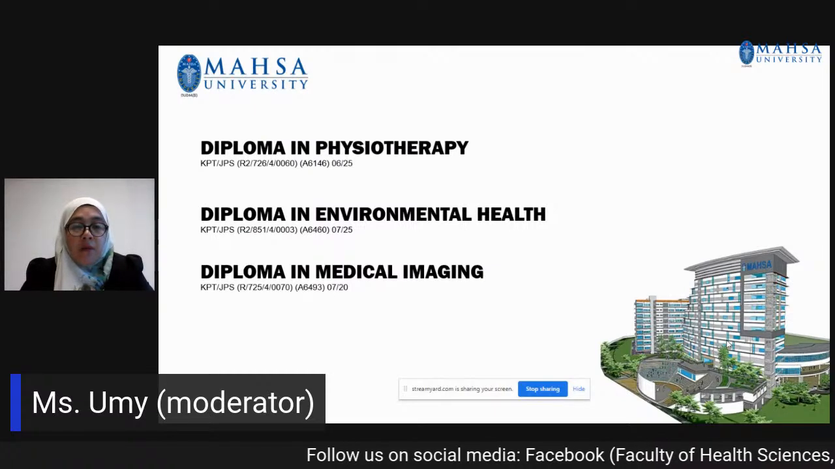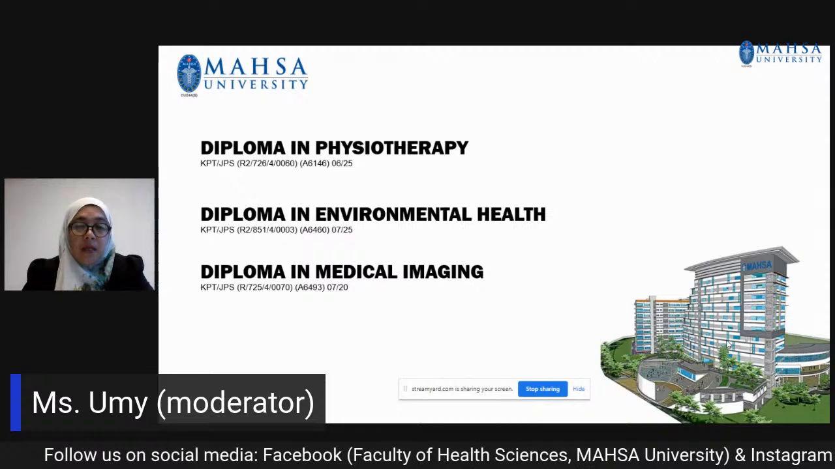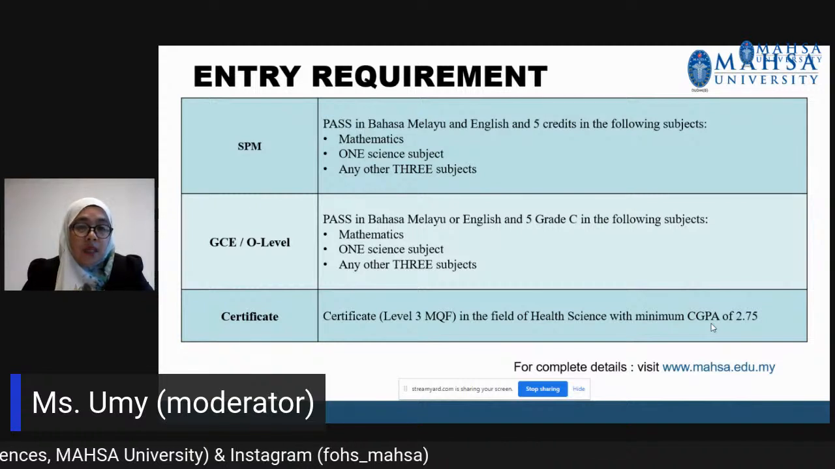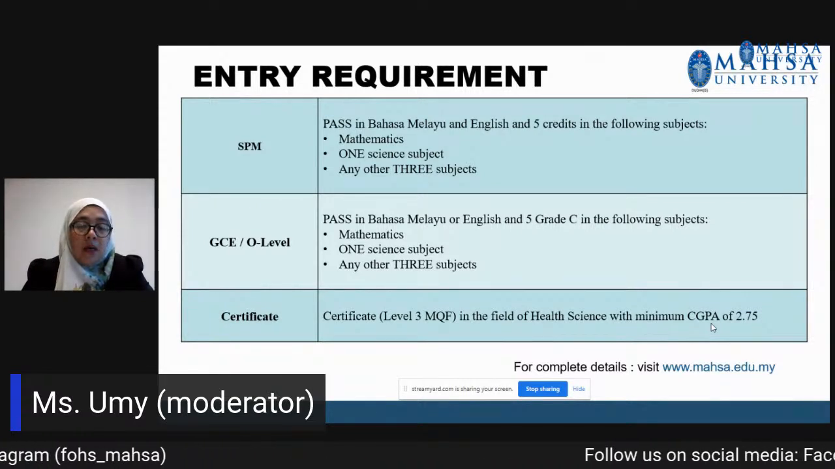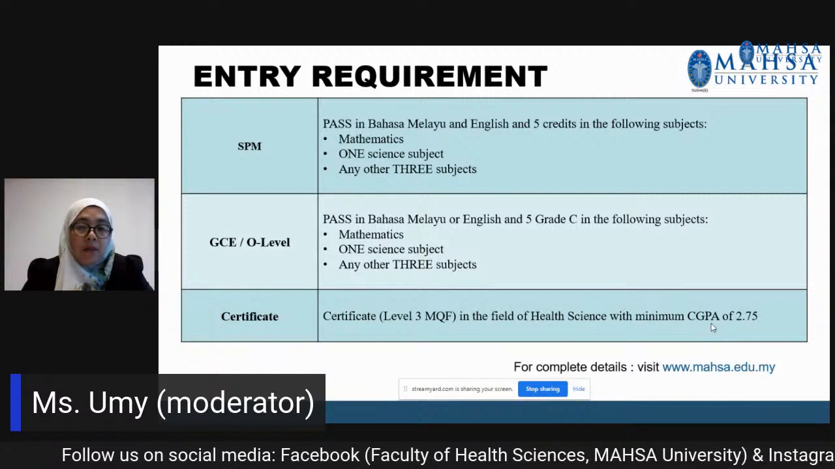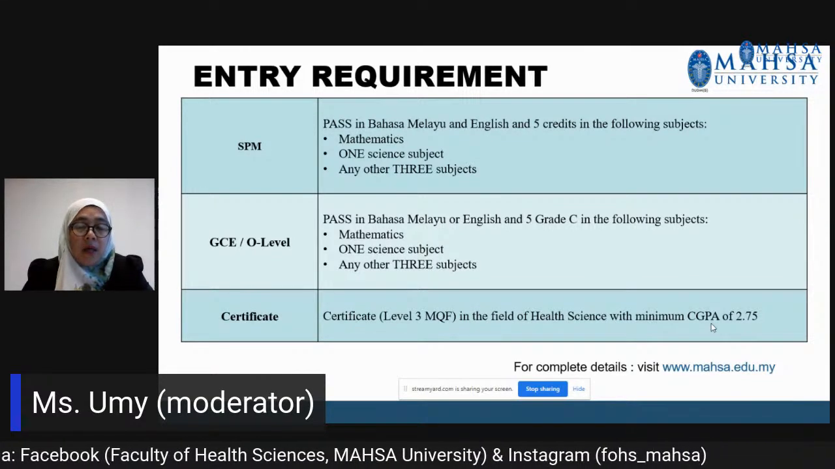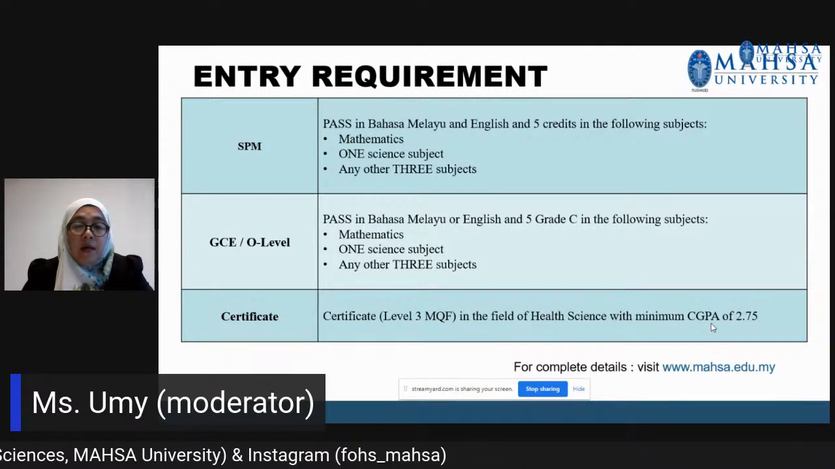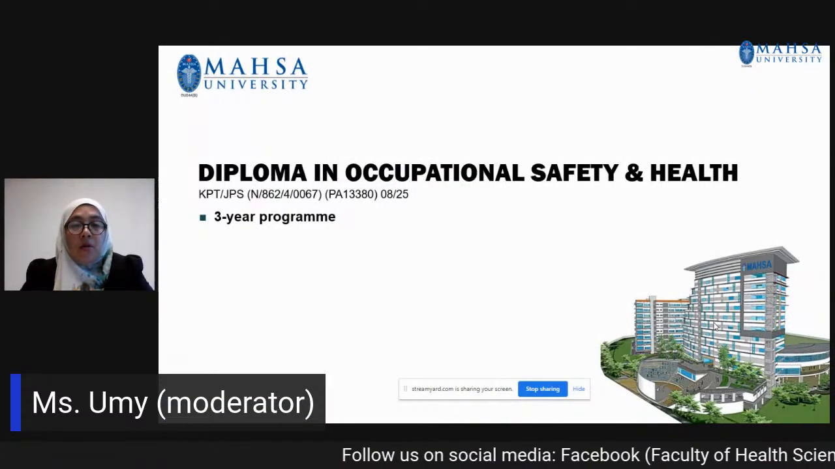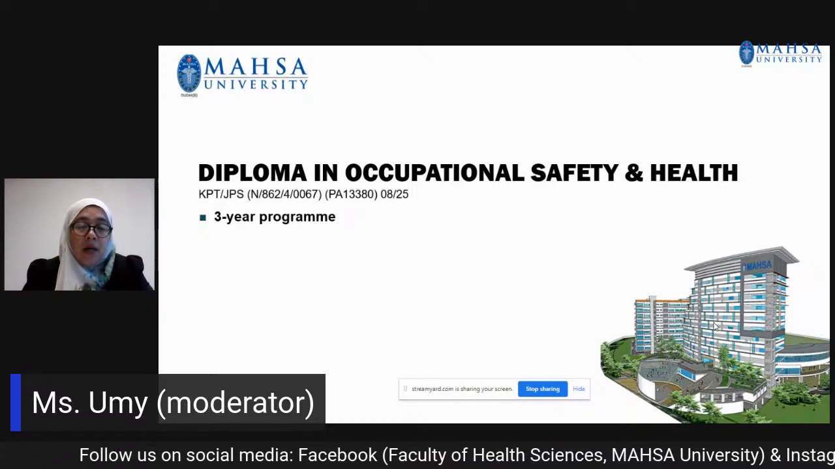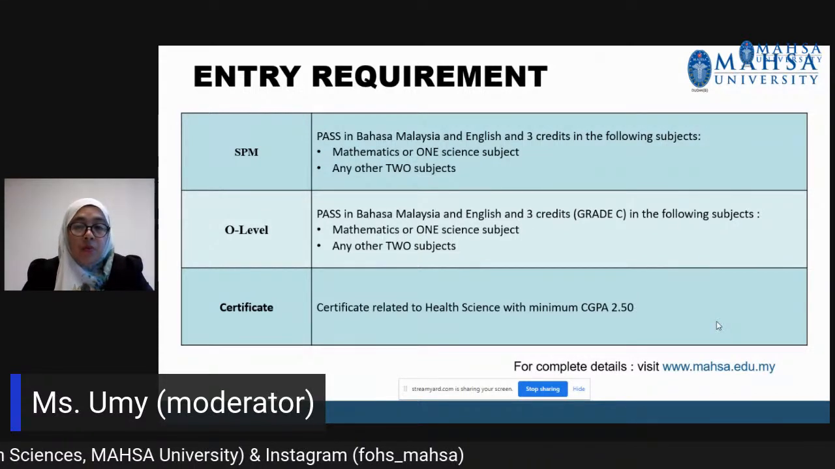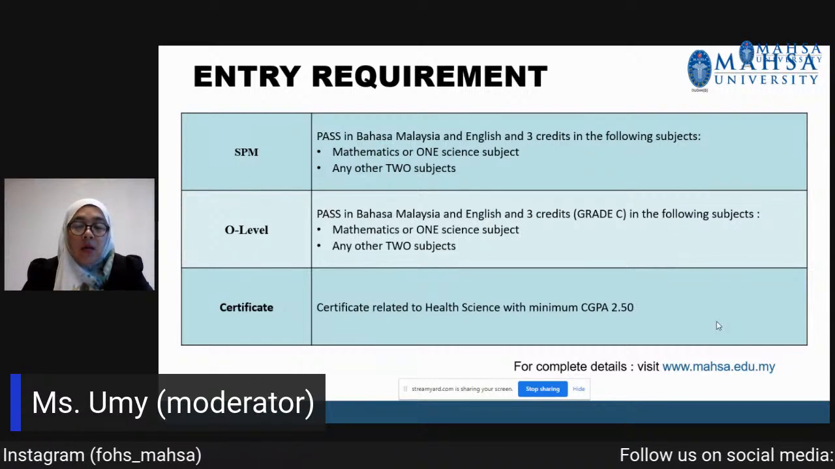For the diploma program, we have Diploma in Physiotherapy, Diploma in Environmental Health, and Diploma in Medical Imaging. The entry requirement for the diploma program: you need SPM, pass in Bahasa Melayu and English, and 5 credits in the following subjects: mathematics, 1 science subject, and 3 other subjects. GCE or O-level, pass in Bahasa Melayu or English, and 5 grade C in the following subjects: mathematics, 1 science subject, and any other 3 subjects. Or a Certificate level 3 MQF in the field of health science with a minimum CGPA of 2.75. The Diploma in Occupational Safety and Health is a 3 year program, and the entry requirement is SPM, O-level, or a certificate with 2.50 CGPA.